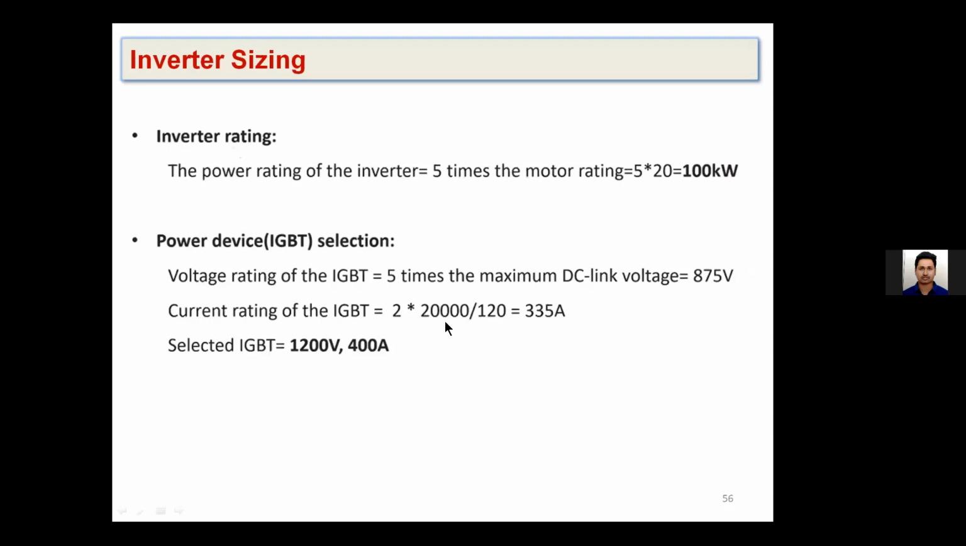The power level is 20 kilowatt, so 20 kilowatt divided by 120 based on the battery pack. This can be calculated. Again here, we need to consider some safety factor. Even though these are the voltage and current ratings, we will generally select a higher value so that it can support even the transient conditions. Transient conditions means whenever we start or stop, there is a sudden increase in current that flows through the various components. That parameter also will be taken care of here, so that's why we select a higher rating of voltage as well as current.